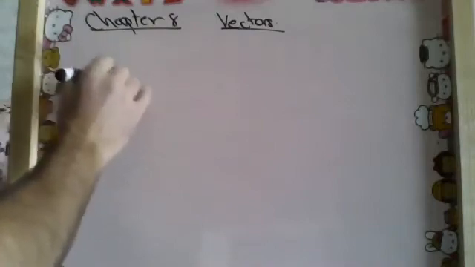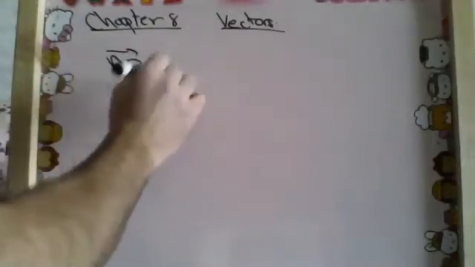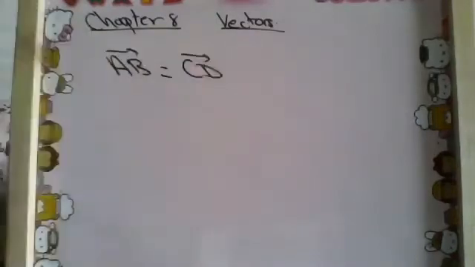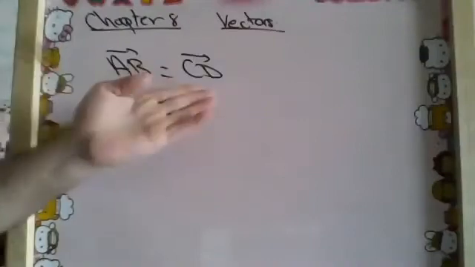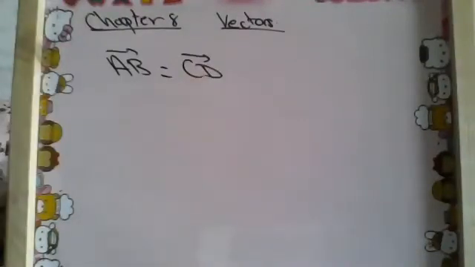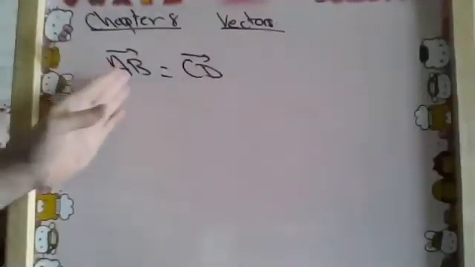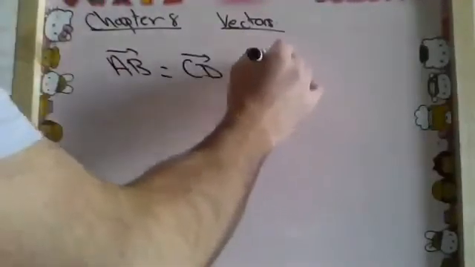If you have vector AB equal to vector CD, with initial point A and terminal point B, and vector CD with initial point C and terminal point D, and these two vectors are equal, what can we deduce? Assume that the points A, B, C, and D are not collinear, and of course both vectors are not zero.